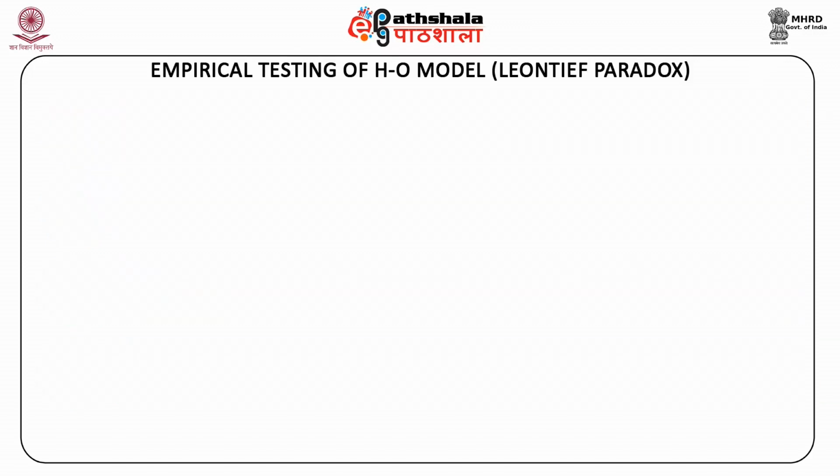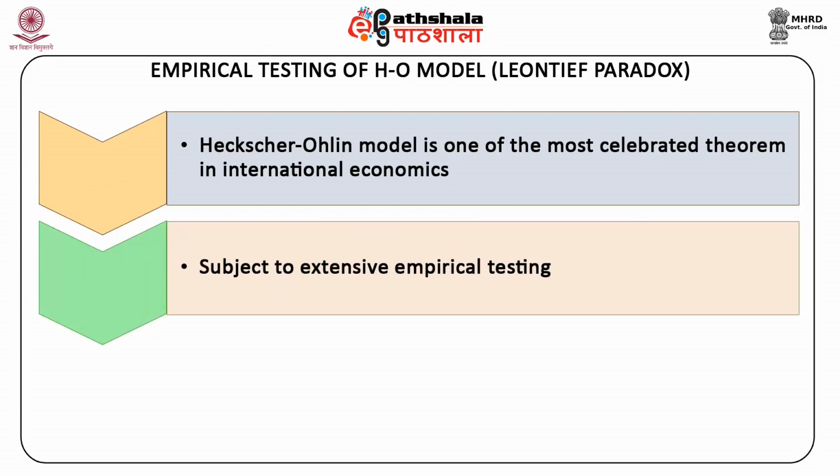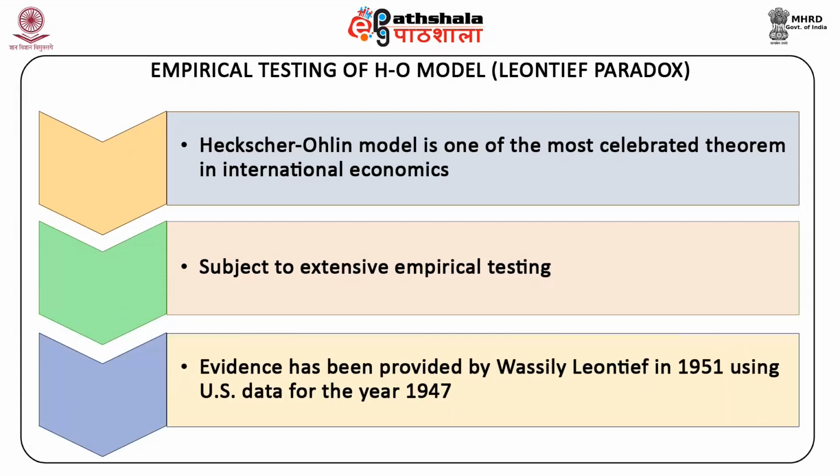Now we will discuss the empirical testing of the HO model, the Leontief paradox. Since the Heckscher-Ohlin model is one of the most celebrated theorems in international economics, it has been subject to extensive empirical testing. The first and foremost piece of evidence was provided by Wassily Leontief in 1951 using US data for the year 1947. The Leontief paradox is the single biggest piece of evidence against the factor proportions theory.